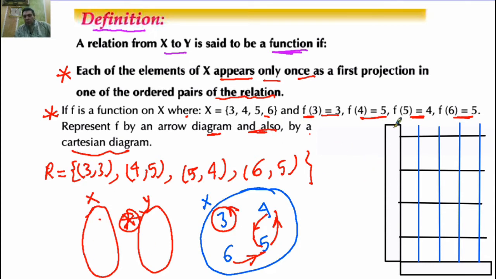And the Cartesian diagram: this is the set x, the elements of x equal 3, 4, 5, and 6, and also 3, 4, 5, and 6. We plot 3 and 3, 4 and 5, 5 and 4, 6 and 5. This is the arrow diagram and Cartesian diagram.